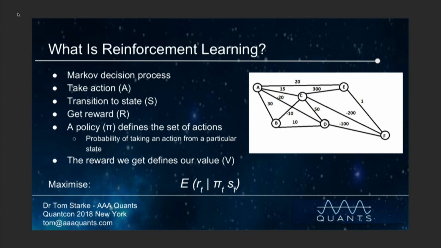Could be when we go from A to B, could be B, C, or E. The reward is basically what we get when we transition to either one of these states. And the policy is basically the set of actions that we choose to get from here to there. And basically, the rewards we achieve at the end is what we define as value.